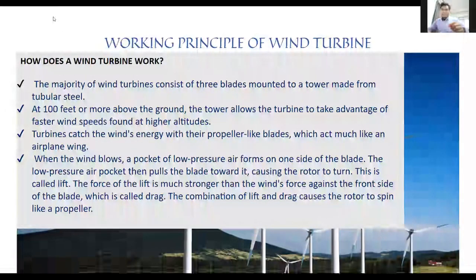The turbines catch the wind's energy with their propeller-like blades, which act much like an airplane wing. When the wind blows, a pocket of low-pressure air forms on one side of the blade. The low-pressure air pocket then pulls the blade towards it, forcing the rotor to turn. This is called lift. The force of the lift is much stronger than the wind's force against the front side of the blade, which is called the drag. The combination of lift and drag causes the rotor to spin like a propeller.